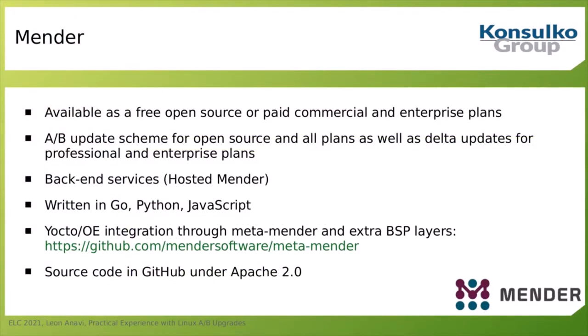Mender is available as free open source or paid commercial and enterprise plans. A/B update schemes are for the open source use for the community, and they're available for all plans offered by Mender. There are also delta upgrades for professional and enterprise plans in Mender. So although Mender is popular among the community for its A/B upgrades, it's technically possible to do delta updates if you subscribe to a professional or enterprise plan. However, in this presentation, I will focus on the open source features of Mender with A/B updates.